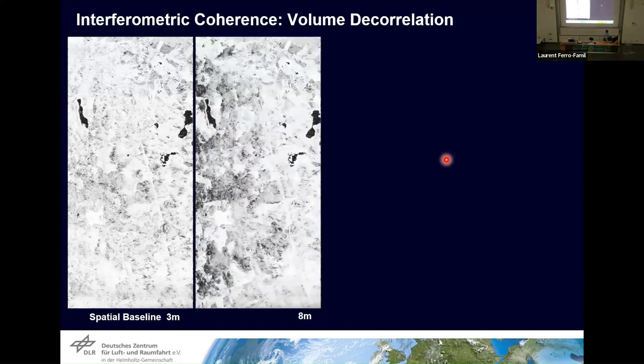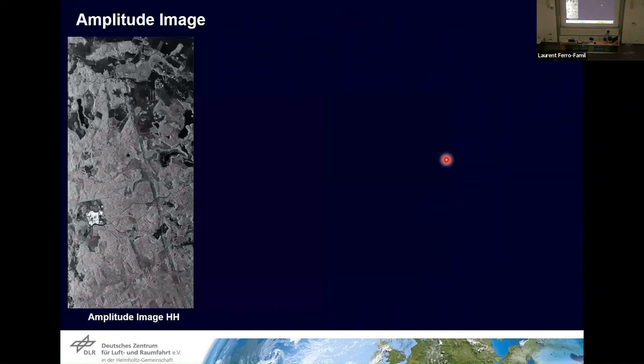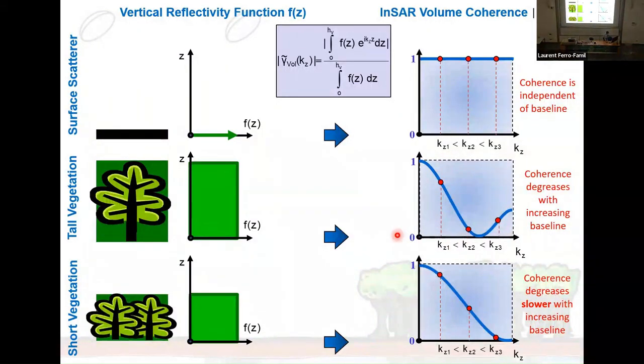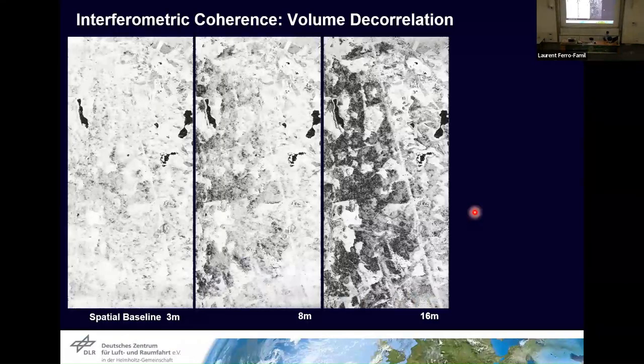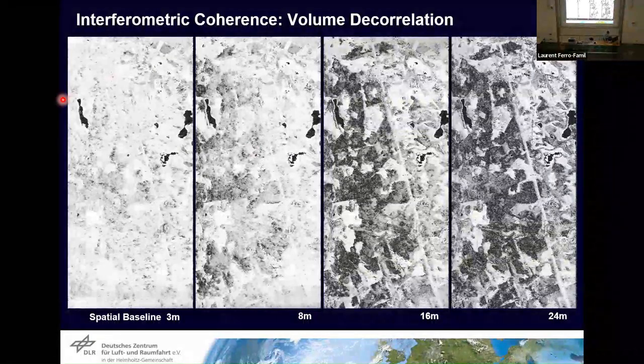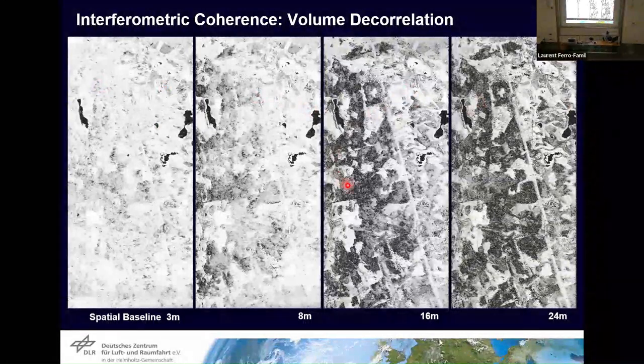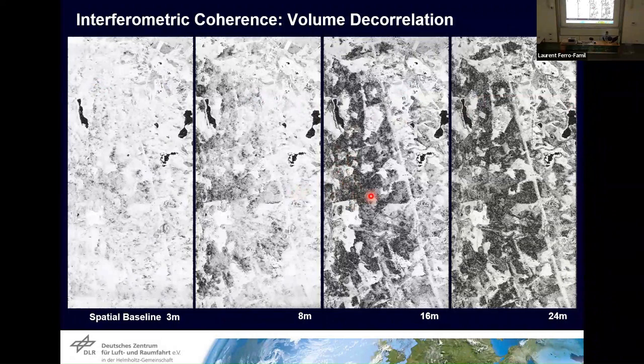And then we increase the baseline. We go to 8 meters, and then we go to 16 meters. So the baseline is now increasing, and you know now that in principle, surfaces stay constant, volumes go down. This is what happens here. You increase the baseline, and you have parts of your image which are constant and stay white, and parts that become gray and then get close to black.